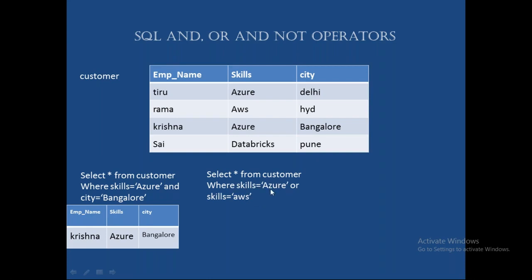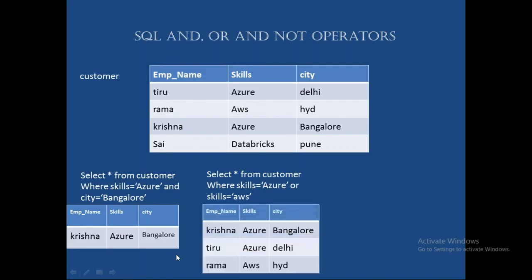Then can you tell me with this how many records are eligible? See here, skills equal to Azure, these two are available, and skills equal to AWS, this record is also available. 1, 2, 3. There are 3 records eligible. You will get those 3 records. Or means any of these conditions is true, that record we need to return. So skill equal to Azure, these 2 records, 1 and 3. Skill equal to AWS, you have the second record.